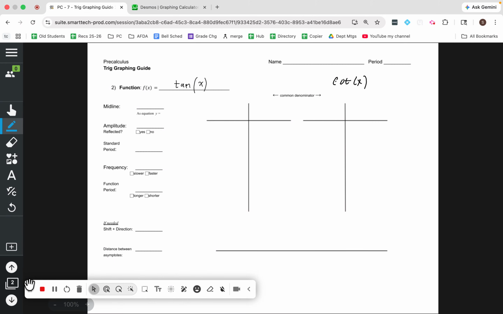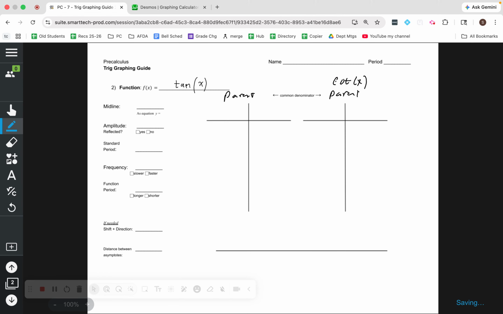Okay, let's talk about tan. I'm just going to do the tables and then show you what it looks like on Desmos. The key thing when you fill out the parent table for tan, and we're going to do the parent table for cotan as well, is knowing the domain. I'm going to use the fancy word for one cycle of tan.